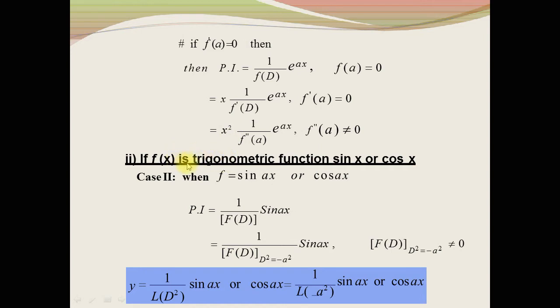Now if the function which lies on the right hand side is a trigonometric function like sine ax or cos ax, then what will be the particular solution? 1 over L of D, where L of D is the differential operator, acting on sine ax. So replace D square by minus a square. The particular function for the differential equation when the right hand side function is in the form of sine ax or cos ax will be 1 over L of minus a square, into sine ax or cos ax.